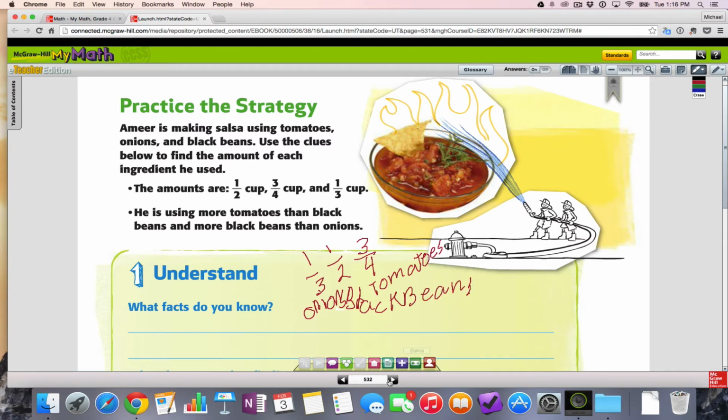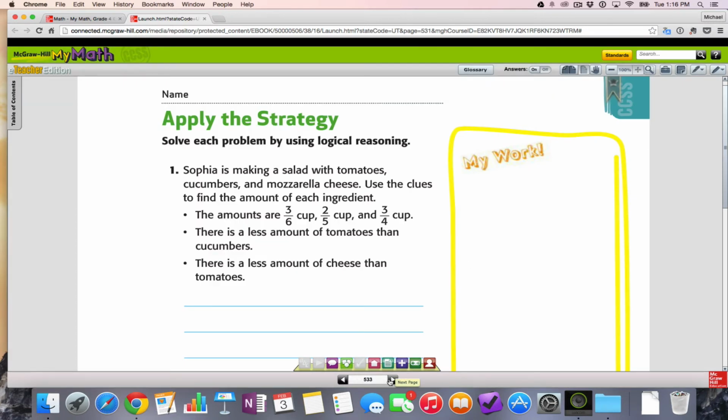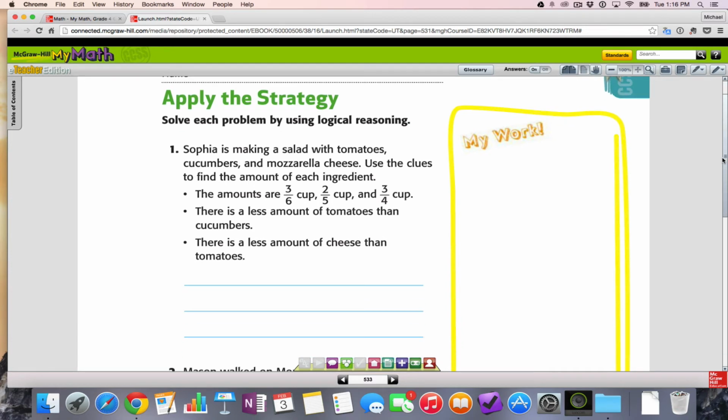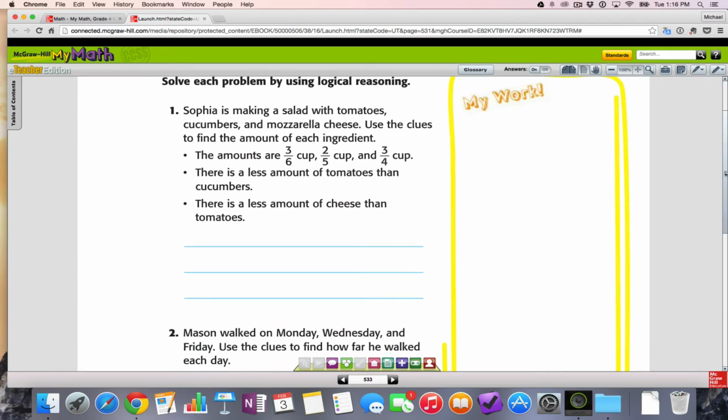Okay, I'm going to do something a little unusual today. I'm actually going to go through your assignment problems and do a couple of those. It says Sophia is making a salad with tomatoes, cucumbers, and mozzarella cheese. Use the clues to find the amount of each ingredient. The amounts are 3/6, 2/5, and 3/4.